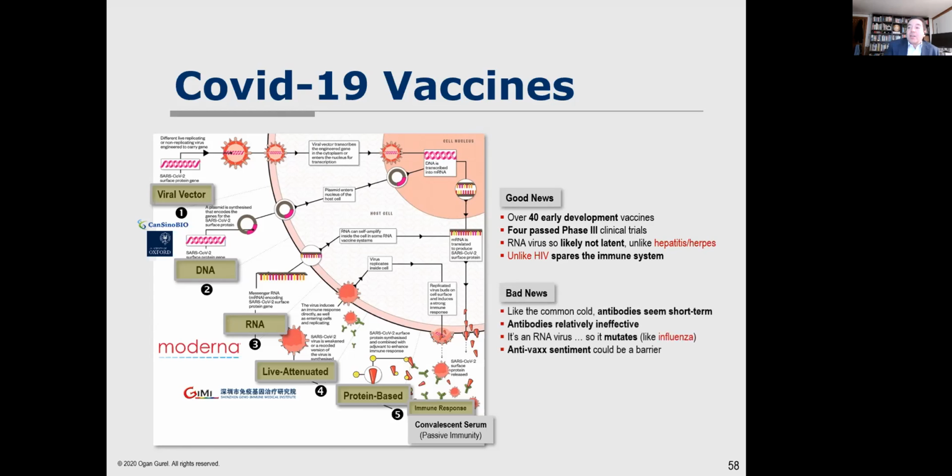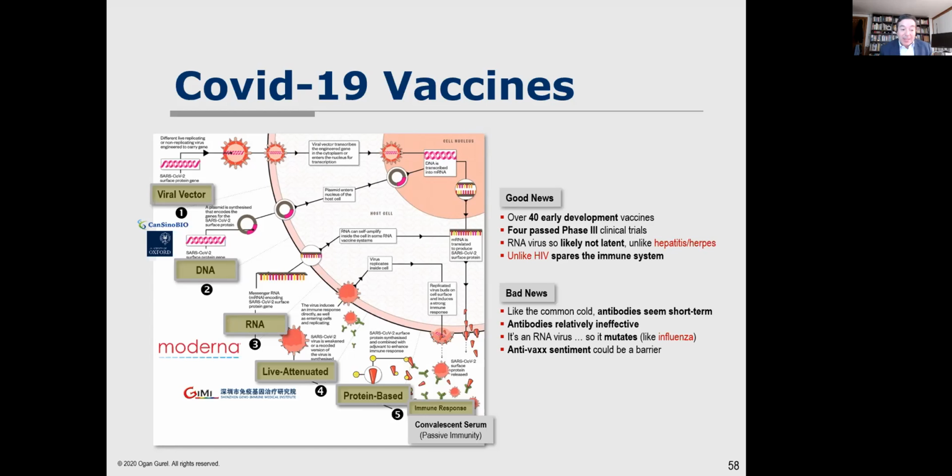The bad news is that, like the common cold, the antibodies seem to be short term. You've heard of lifelong immunity and short term immunity. We don't know the answer yet because we've only had COVID for about a year, and certainly many places less than that. So we don't know for sure, but there's evidence to suggest that the antibodies are not long term. And of course, there are other viruses like that. The influenza vaccine doesn't last for a long time, and some others need boosters and so forth. We may have a lack of neutralizing antibodies.